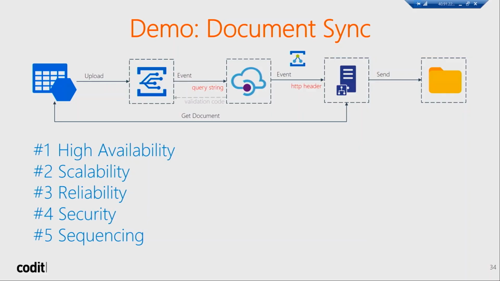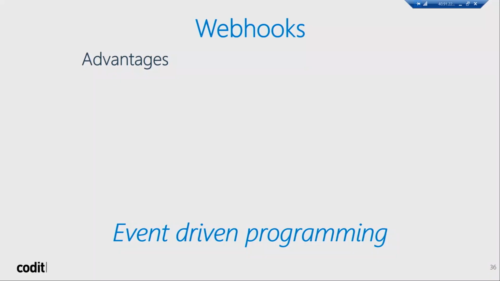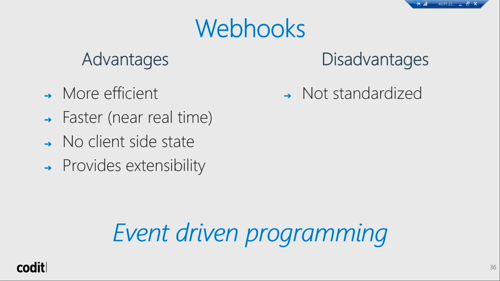So to wrap this up, we have also the high availability, scalability, reliability, security again, and the sequencing. Sequencing is not important here because a document is a document. So as a conclusion, webhooks are very powerful if you want to have event-driven programming. The advantages: it's more efficient, faster, almost near real time. You've seen it in the demo, it was quite quick. No client-side state you need to keep unless you need to do some sequencing. And it's a perfect way to provide extensibility.